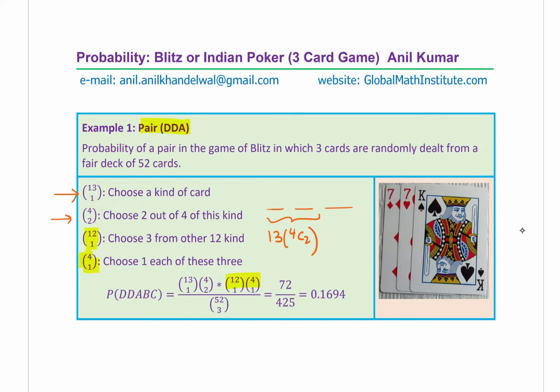So 12c1 times 4c1 gives you the position, how many of those kinds can occupy the third position. Product of these, that is the combinatorics basic rule of multiplication, right? So these are selected in a sequence in this way, and so their product represents the total number of favorable options. And when you divide this by 15c3, 15 choose 3, you get your answer, which comes out to be 0.1694. So around 16% chances are there of getting a pair, which is not bad.